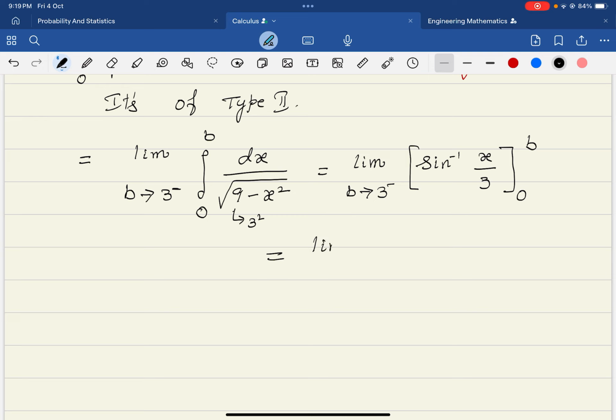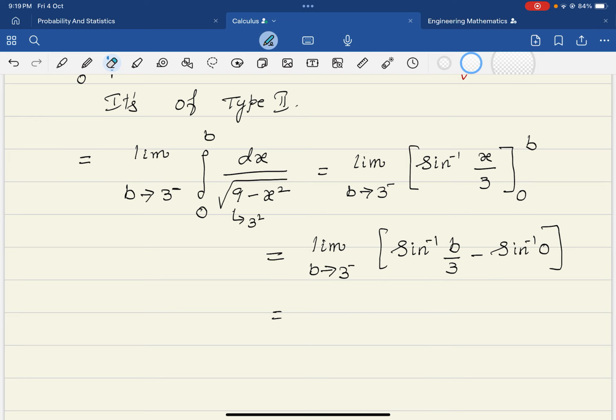Now what is the solution for this? It is limit b tends to 3 minus of sine inverse of b by 3, upper limit, minus the lower limit, sine inverse of 0, as we did in definite integrals. We can directly substitute the limit as b tends to 3. It becomes sine inverse of 3 by 3, which is 1, minus sine inverse of 0. Now how to find the values of sine inverse of 1 and sine inverse of 0? As we know, sine pi by 2 is 1.